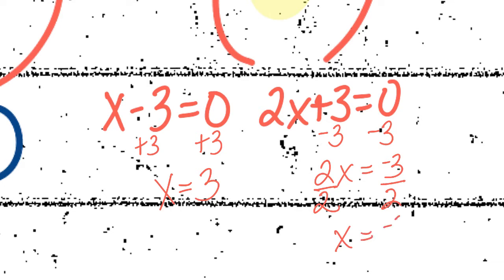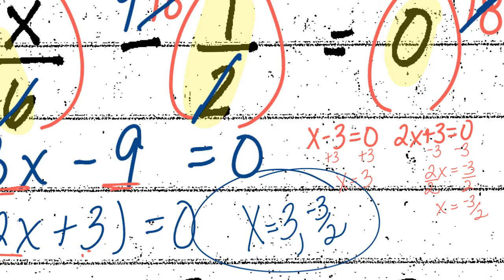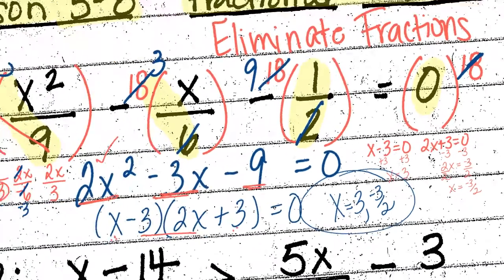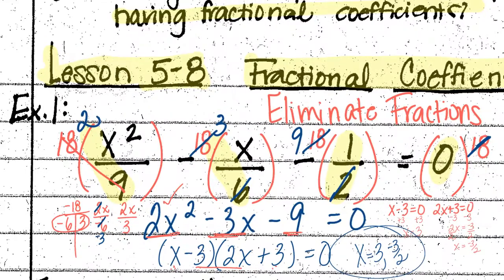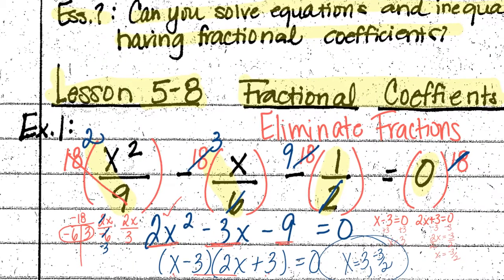X equals negative 3/2. So my two solutions, very small written there, but I'll write them in deep blue. X equals 3 and negative 3/2. So our key is to eliminate fractions. We're going to do some more videos on this, but we're going to start off with just this one. Great job.